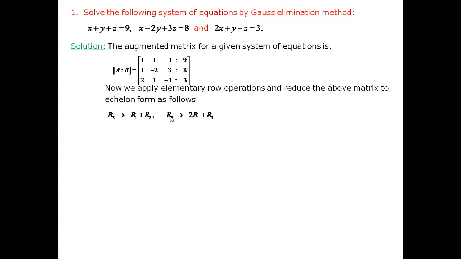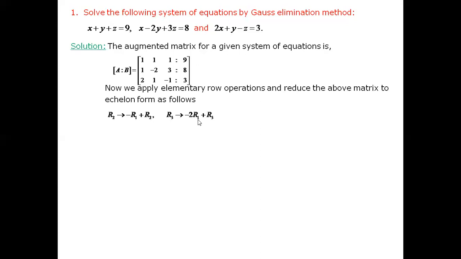Similarly for the third row, we have 2 here. You have to make this element 0 using the R1 element only. The R1 element here is 1. So what I'm going to do is multiply this by minus 2. If you multiply by minus 2 and add, minus 2 plus 2 becomes 0. So I'm taking the operation R3 is minus 2R1 plus the third row R3.